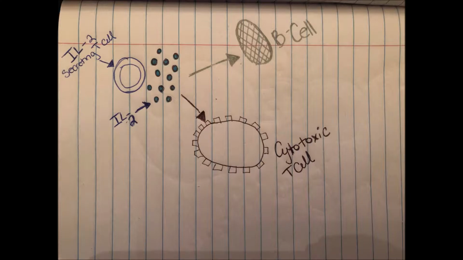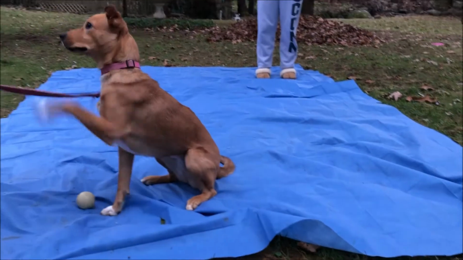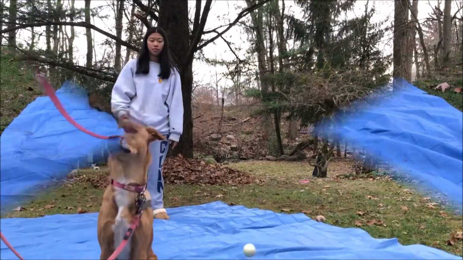IL-2 secreting cells, the name speaks for themselves, they secrete interleukin-2, and this secretion stimulates B cells and cytotoxic T cells. So you can see IL-2 is being released and stimulating a cytotoxic T cell. We have a different cell, an antigen presenting cell, presenting an antigen on an MHC1 molecule.